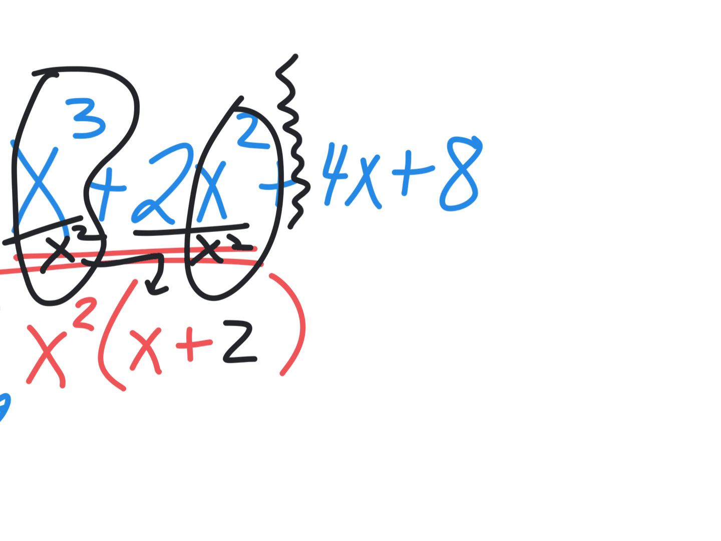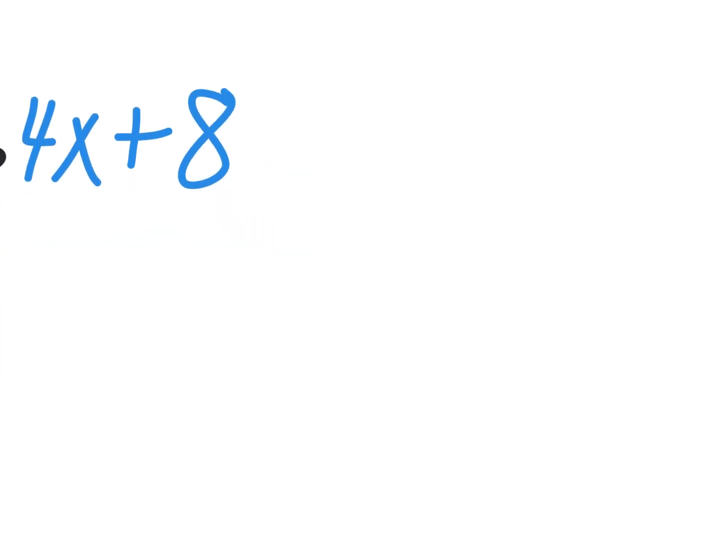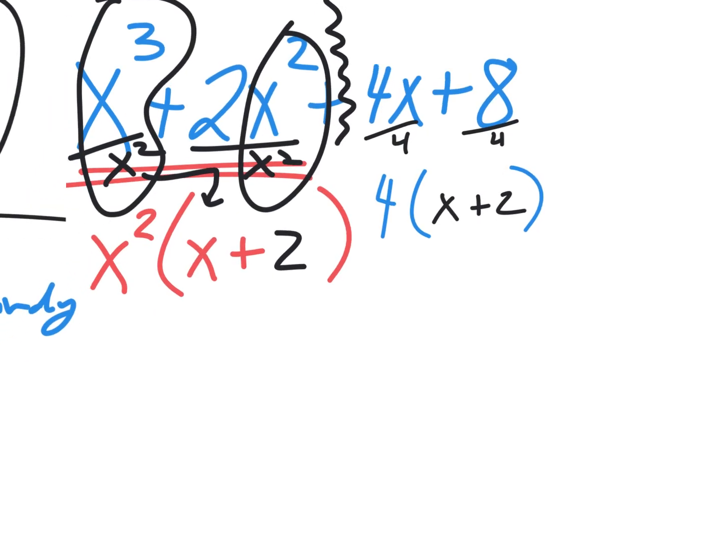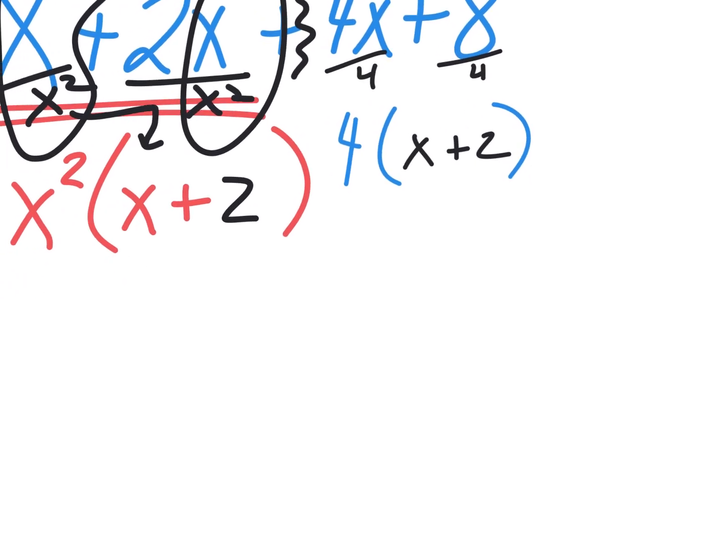Now, for those of you that weren't able to do that last one, everybody should be able to factor this one. What comes out of both of those? 4. What's left in the parenthesis? Well, you divide this by 4 and you divide that by 4, and it'll tell you what to put in the parenthesis. Did you have x plus 2? Now, this is the part. Those were just 2 simple little factoring problems.